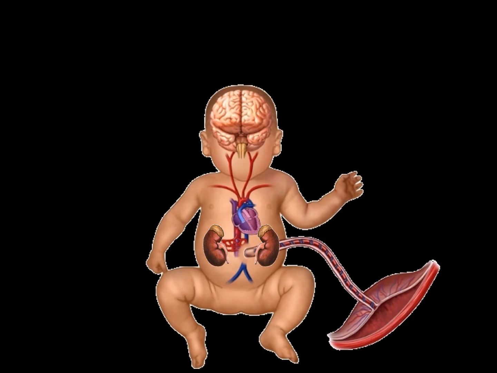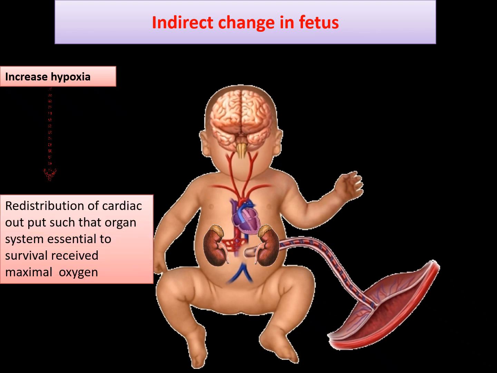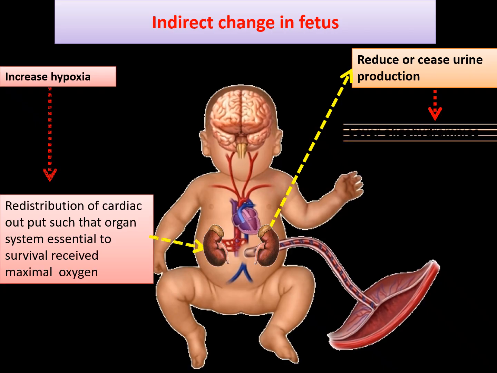Now we have talked about the direct changes, and we will talk about the indirect changes for the fetus. When there is increased hypoxia, the fetus will redistribute the cardiac output such that the vital organs receive the main blood supply, while the other organs are deprived of blood supply. What will happen? There will be reduced blood supply to the kidney, and this will lead to reduction and cessation of urine production.